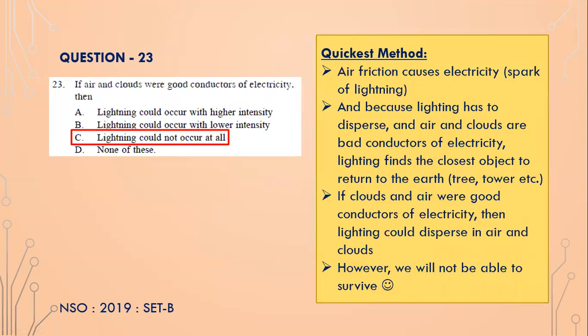If air and clouds were good conductors of electricity, then lightning could occur with higher intensity. No, because if the air and clouds conducted electricity, lightning would not occur with higher intensity. Lightning could occur with lower intensity? No, lightning will not occur at all, because as soon as the current is produced, it will be carried by air and clouds and immediately carried to the earth.